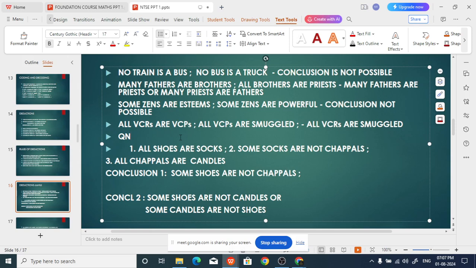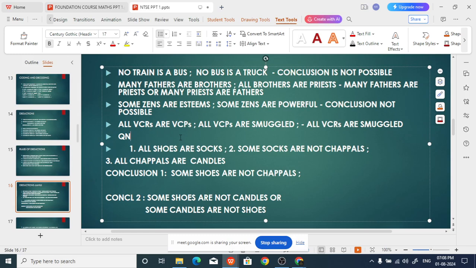Now what we should do is take statement 1 and statement 2, compare these two statements and come to a conclusion. Then with that conclusion, compare statement 3 and come to the final conclusion. Let us say the first statement, all shoes are socks. What is the type of statement?